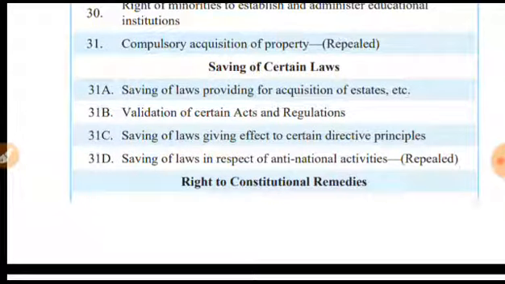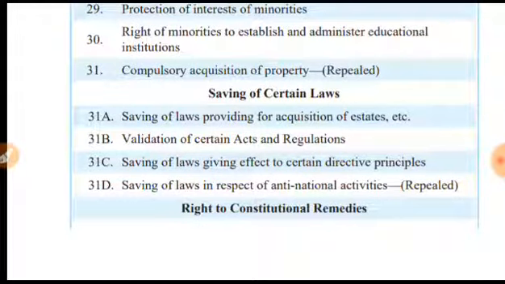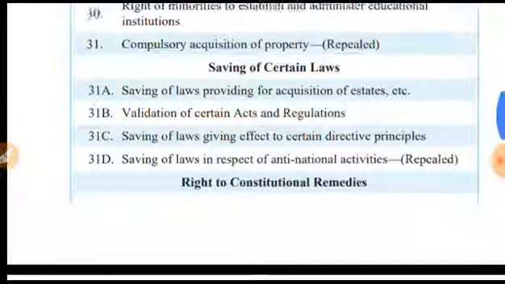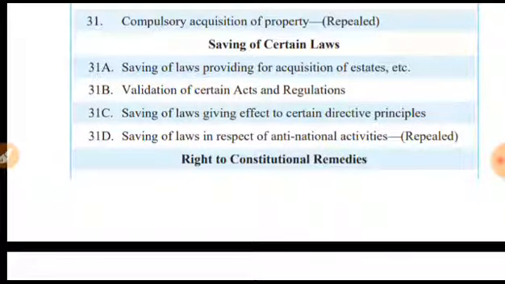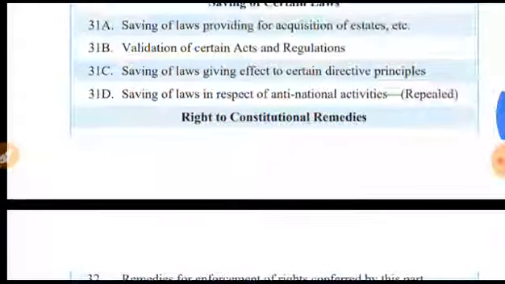31A is the saving of laws providing for acquisition of estates. Article 31B is the validation of certain acts and regulations. 31C is saving of laws giving effect to certain directive principles. 31D is mainly saving of laws in respect of anti-national activities. And 31A is mainly saving of laws providing for acquisition of estates. 31B, validation of certain acts and regulations, and 31C, saving of laws giving effect to certain directive principles, mainly saving of law.